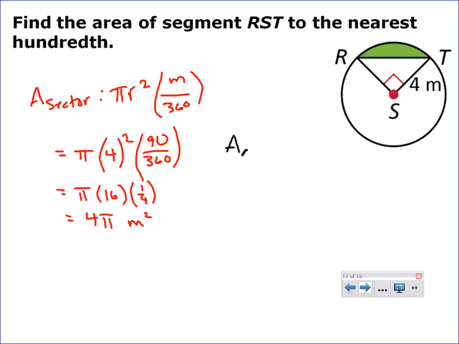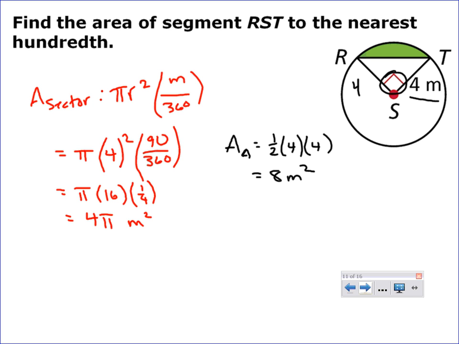And this time I'm going to find the area of the triangle. Don't make a mountain out of a molehill here. This one's easy. In order to find the area of a triangle, you need a base and a height, so you need a right angle. I already have it, so my base is 4 and my height is 4. So I have 1/2 times 4 times 4, or 8 meters squared.